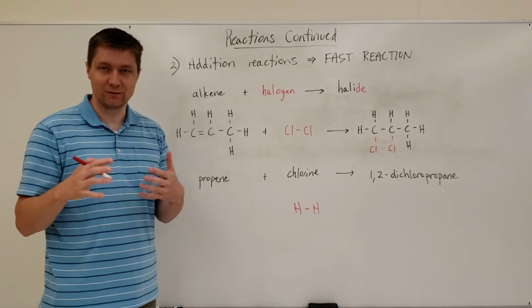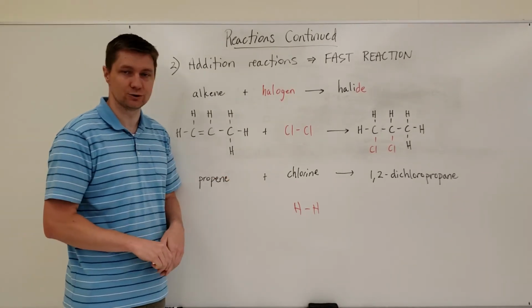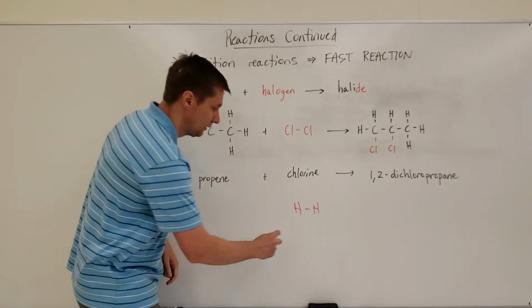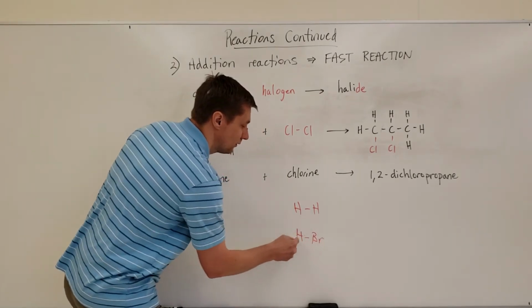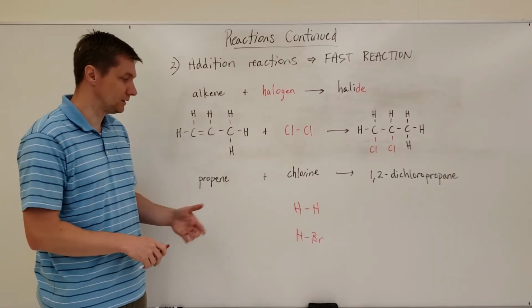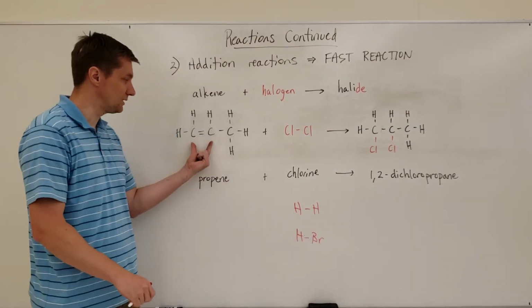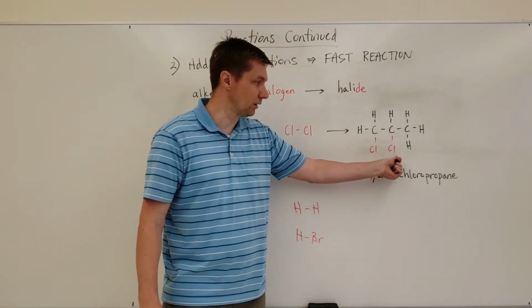One other type of addition reaction that you might see as well is sort of a hybrid between the two. So some kind of acid. So let's say that we had hydrobromic acid, HBr. Again, same thing, this H and this Br would attach at the site of the double bond, and so we would get an H and a Br here.